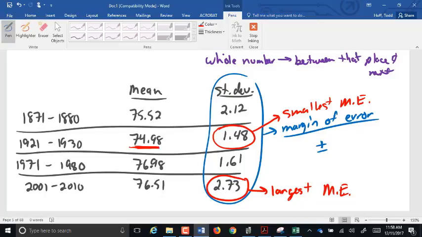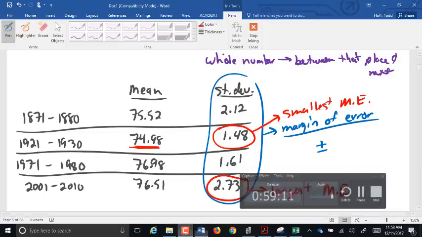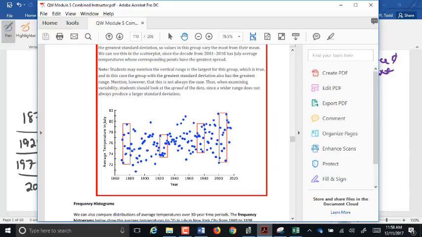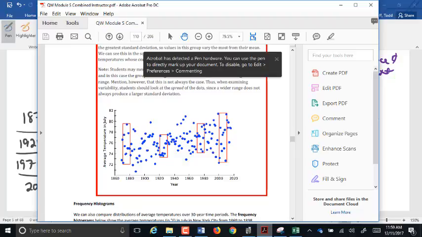Okay, so then the next thing we want to look at is other ways of organizing this data. In fact, let's do this. Let's look at the table here. The largest standard deviation that we got was right here in this 2001 to 2010 area.